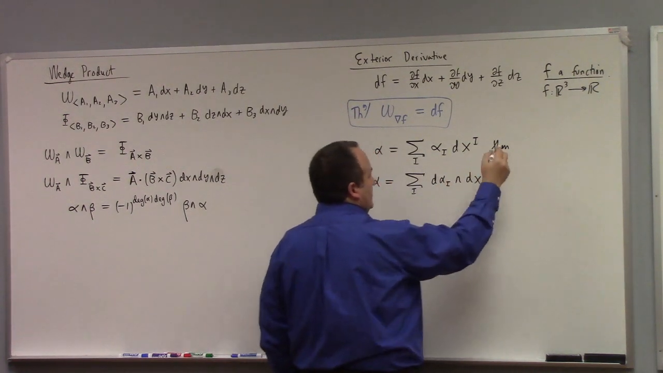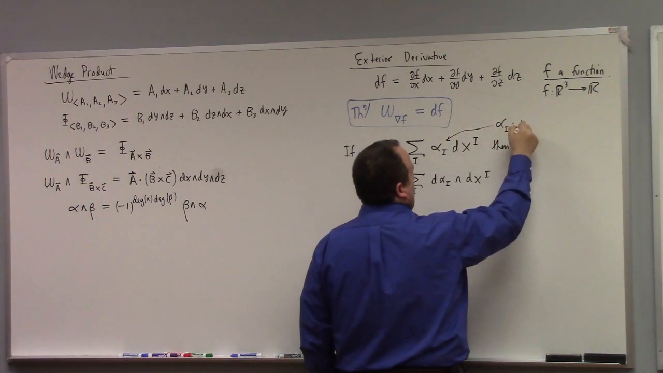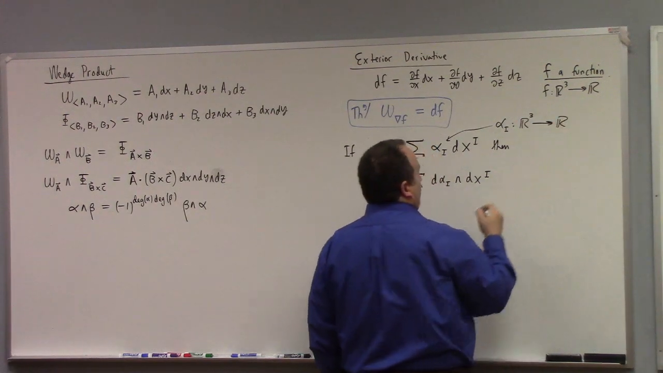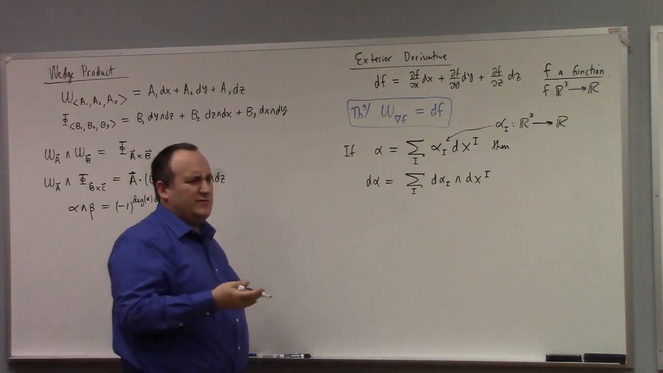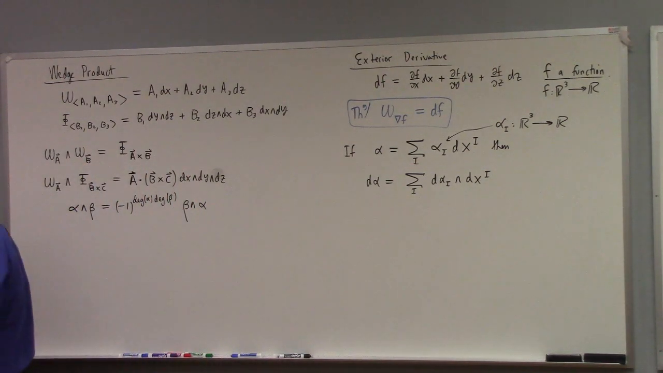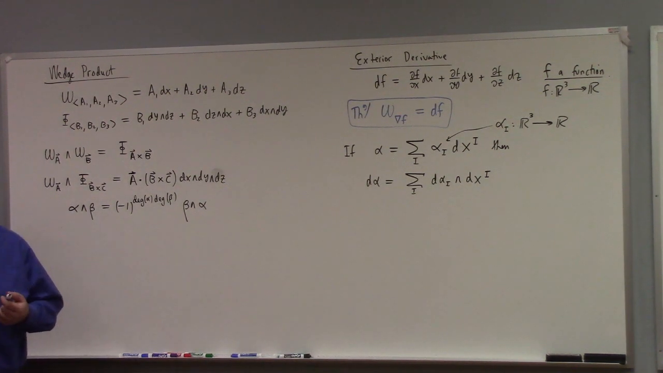So here, alpha I is a function for every multi-index I. What I'm trying to say here is, how do you calculate the exterior derivative of a differential form? It's actually very simple. All you do is you take the total differential of the component functions of the form and you wedge them with what's already there.